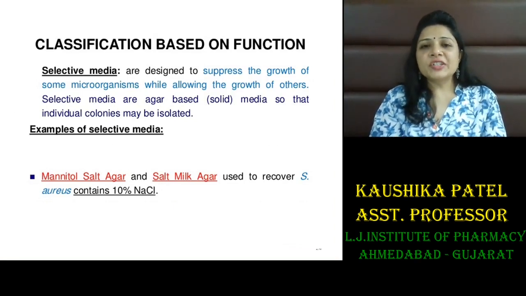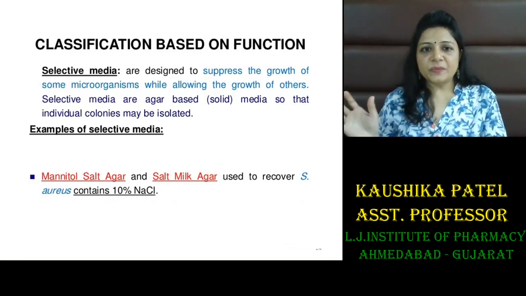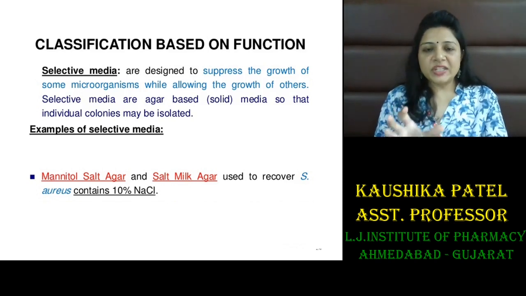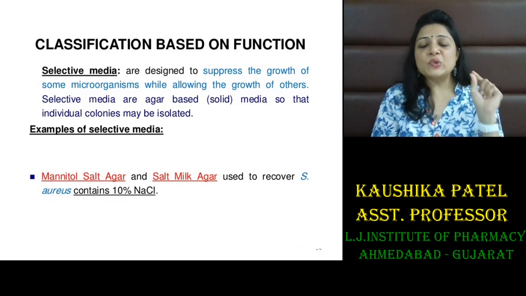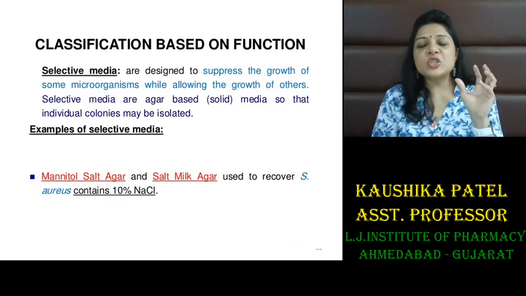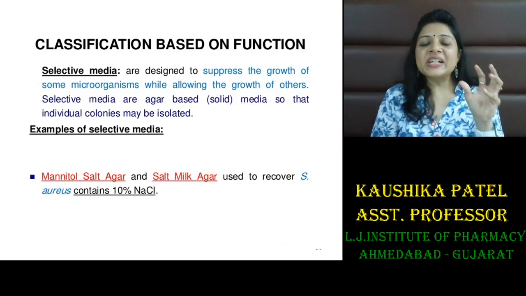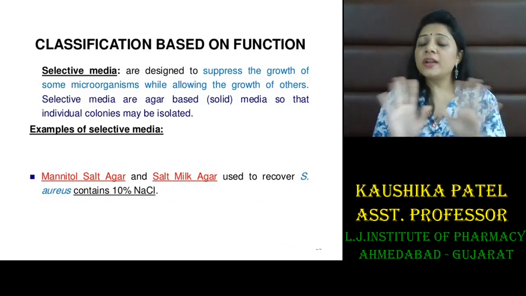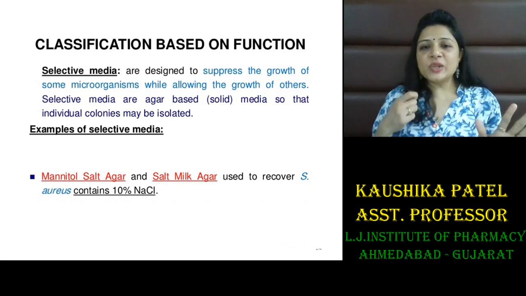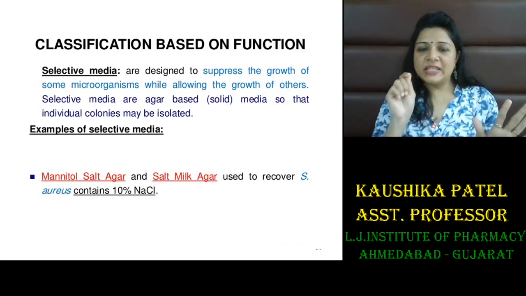Now, based on function, there can be different types of culture medium. First is selective medium. Selective medium, as the name suggests, allows only a selective species of microorganisms to grow on it. It contains an inhibitory substance that prevents the growth of all the other species. So for isolation of a specific species, you have to use selective medium.